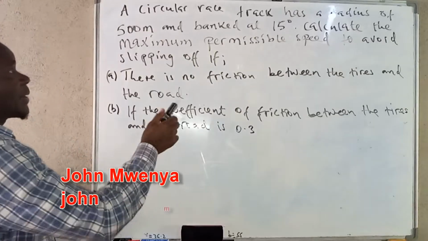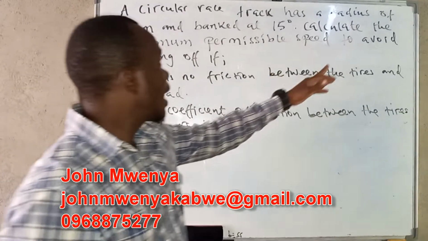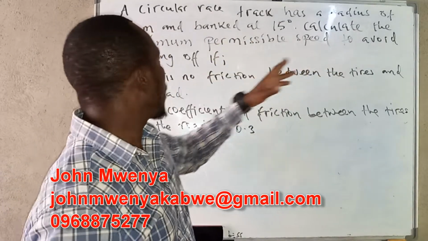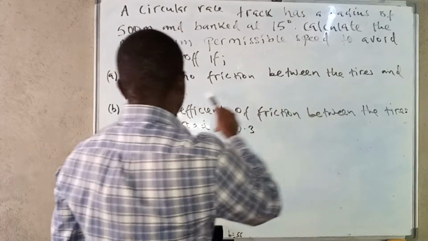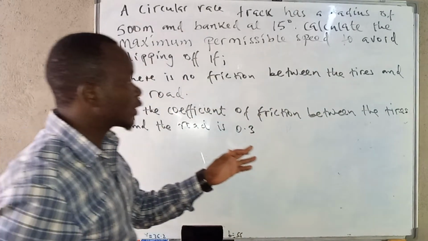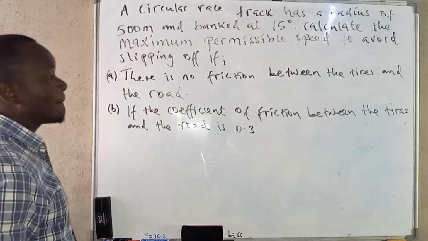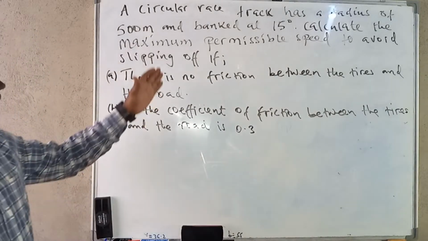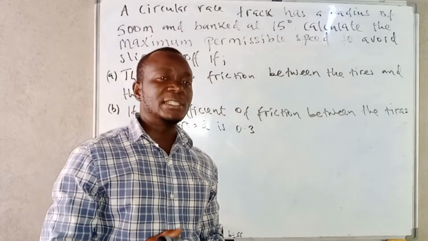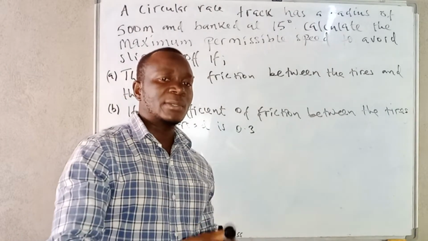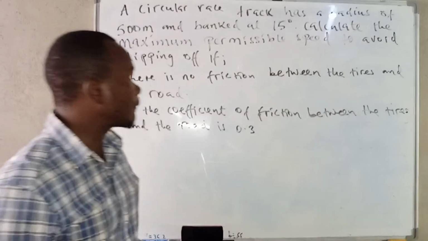The question says, a circular race track has a radius of 500 meters and is banked at 15 degrees. Calculate the maximum permissible speed to avoid slipping off if A, there's no friction force between the tires and the road, and B, if the coefficient of friction between the tires and the road is 0.3. So we want to find the maximum permissible speed, the speed which must not be surpassed in order to make sure that the car does not slip off.